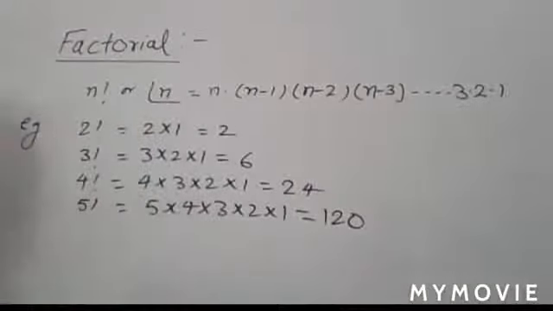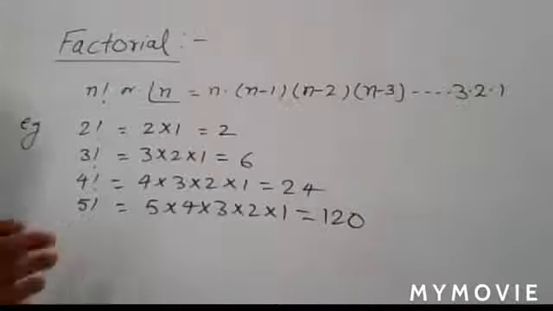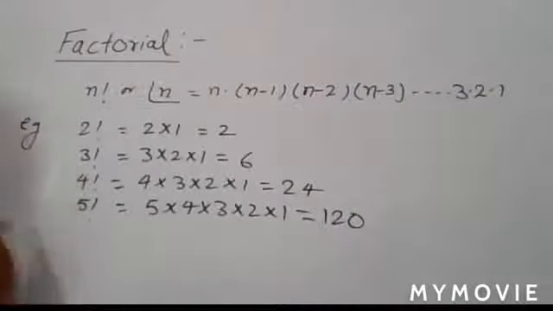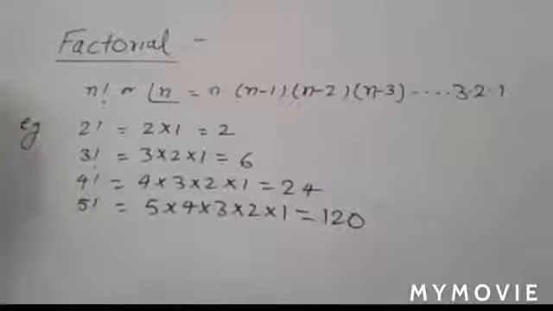Understand? These are the values of factorial of natural numbers. In place of n you have only natural numbers. You cannot take any negative integers or any fractional numbers, so the factorial of those numbers is not defined. Only natural numbers are taken for factorial.